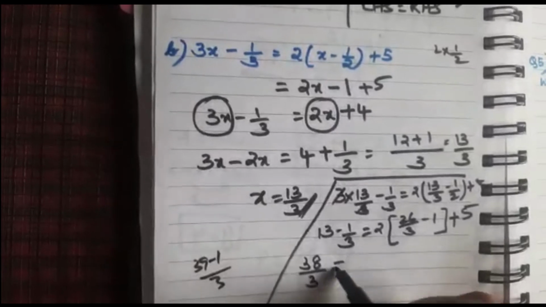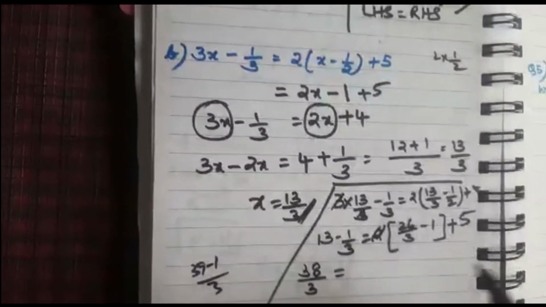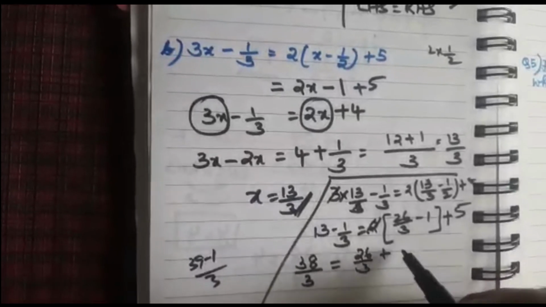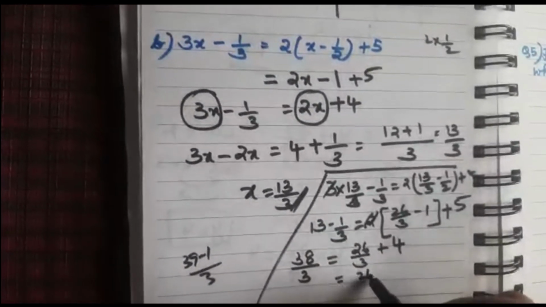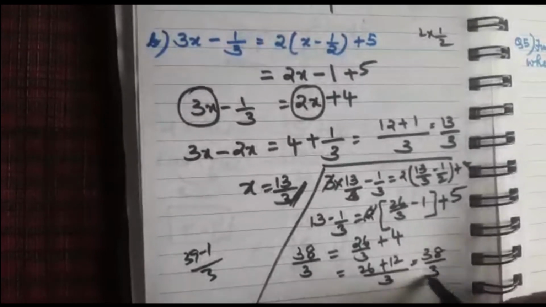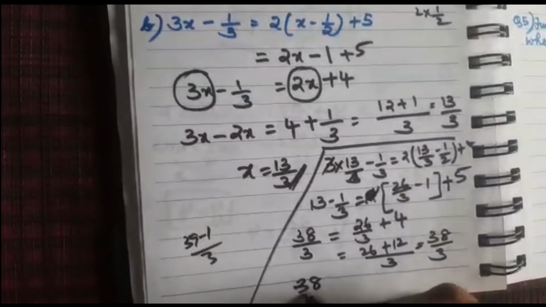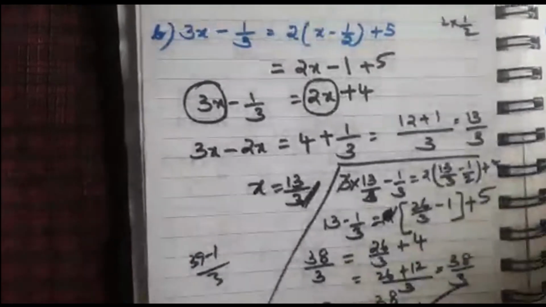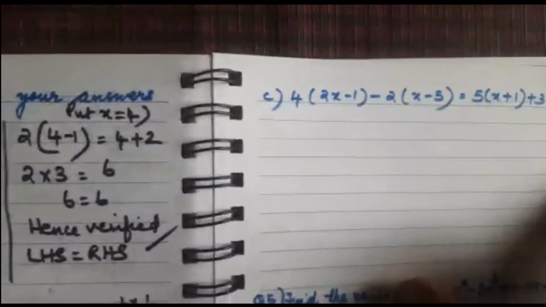So 38 by 3 equals 2 into, you have multiplied this one, so it is 29. So 26 by 3 plus 4 by 5 plus 1, 5 minus 1. So here it is 26 plus 12 by 3, that is 38 by 3. Okay, this one you got it here. So it is 38 by 3 equals 38 upon 3. So verified.